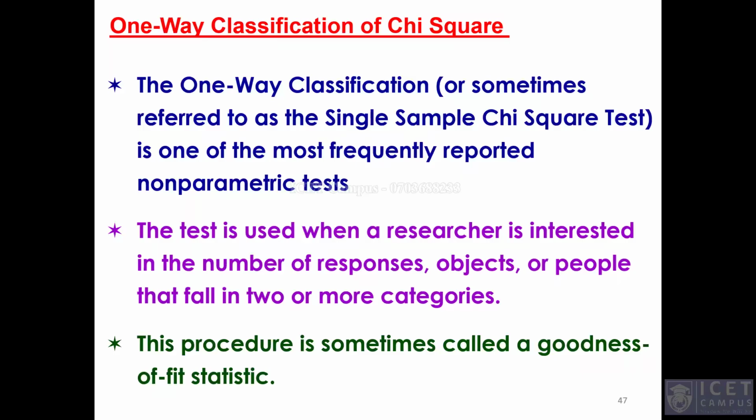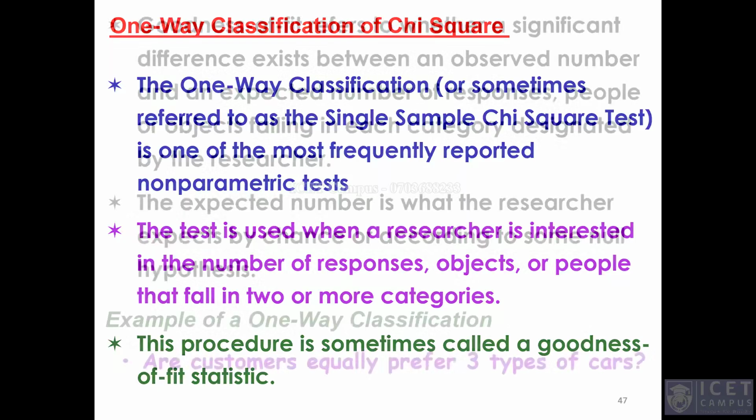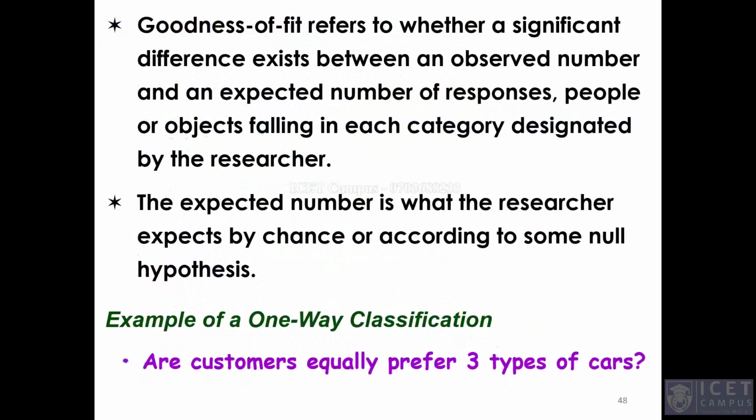So for the chi-square, we are using another name, that is, we call it the goodness of fit statistic. Goodness of fit refers to whether a significant difference exists between an observed number and the expected number of responses, people, or objects falling in each category designated by the researcher. The expected number is what the researcher expects by chance or according to some null hypothesis, right?